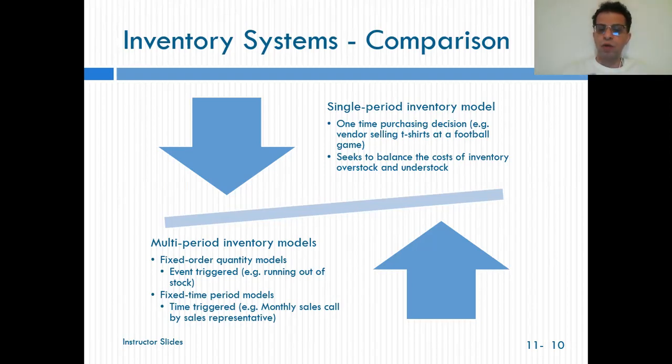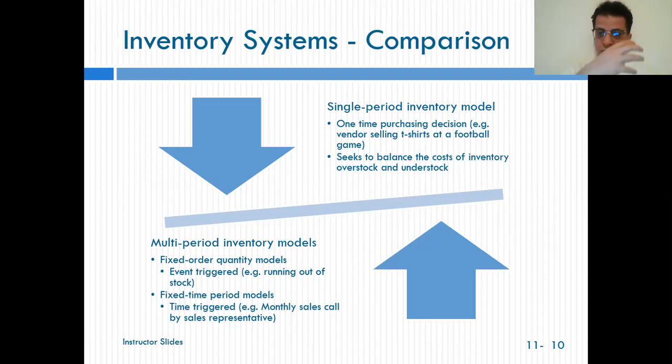And then you have the multi-period inventory model, which is a fixed order quantity model. It's event triggered by running out of stock. Whenever you're running out of stock, you order. Or it could be a fixed time period model, which is time triggered, such as a monthly sales call by a sales representative.